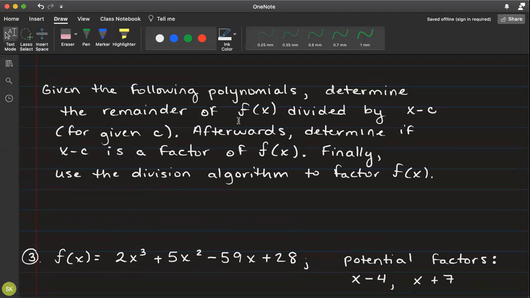Last time we were talking about factoring polynomials, and we did two problems where we were given some polynomials and wanted to find the remainder when we divide it by x minus c, and then determine if x minus c was a factor of this polynomial. Then we wanted to use the division algorithm to factor a polynomial function. So we did two problems, and I want to do two more.